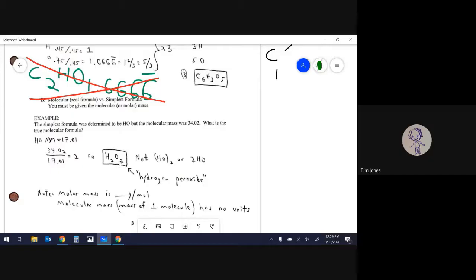And this is how you do it, H2O2. Don't do this, and don't do this. These are not the same thing. These are both saying 2 HO in some other scenario. So this is bad, and this is good.